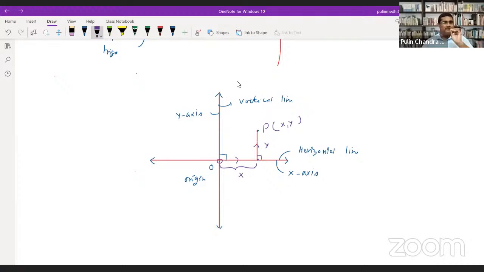Be very informed that the first place must be the distance covered along the x-axis. The second place must be the distance covered along the y-axis. Then you will be at your destination. Once you are at the destination, this position will be denoted by this. So this is the coordinate of the point. I do apologize for my bad handwriting. Please try to adjust somehow. So this is the coordinate of the point. Okay.